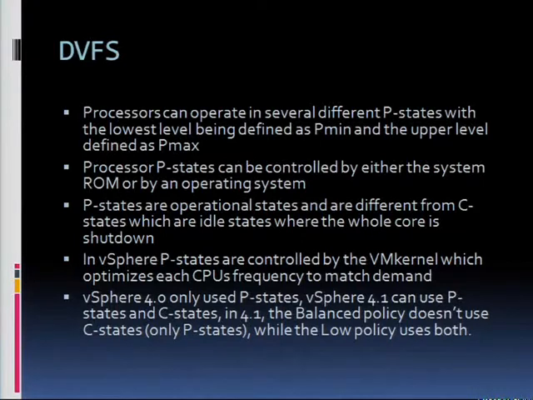In vSphere 4.0, it only used P states. With vSphere 4.1, you can use both P states and C states. If you select the balanced policy, it doesn't actually use C states, it uses only P states. But there's a low policy that uses both, so it tries to get the maximum amount of power savings by using both C states, shutting down a whole core, and P states to adjust the frequency and voltage.